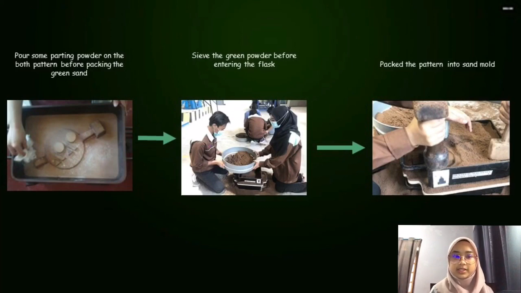After that, for the green sand that has been mixed earlier, we will sieve the green sand before entering it into the flask, and be sure to use the finest sieve. After that, pack the pattern into the sand mold. Make sure the sand is fully compacted near the pattern.